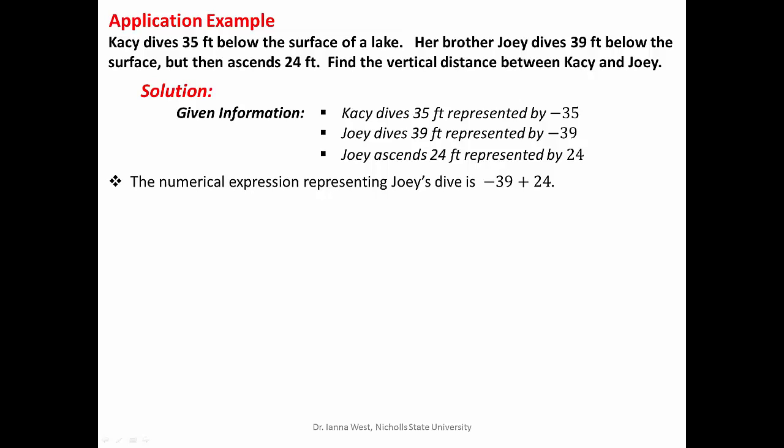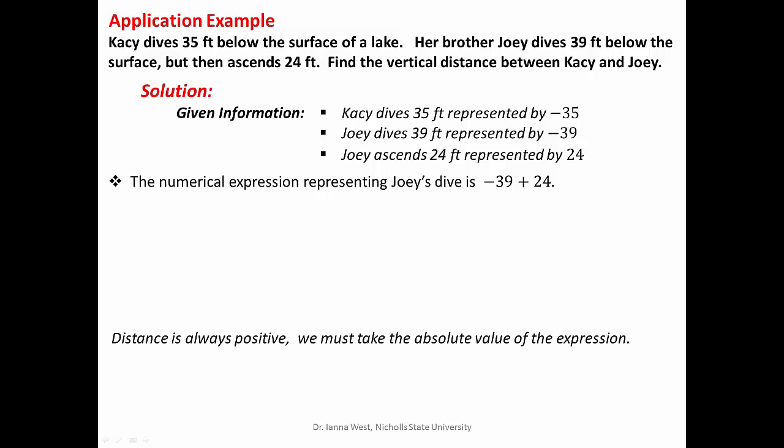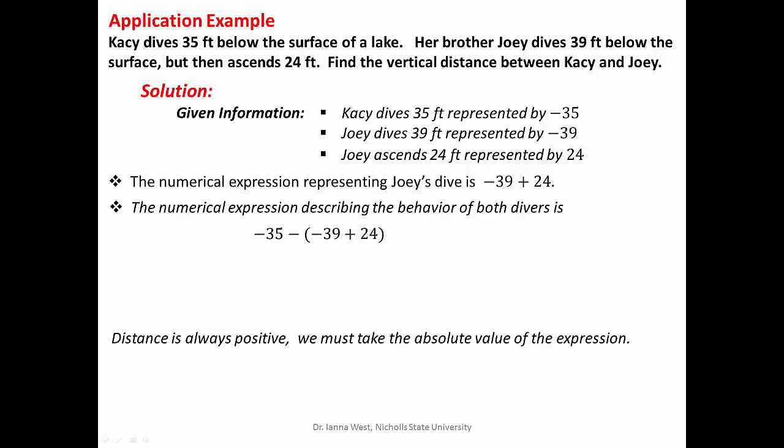In order to find the vertical distance between Casey and Joey, we must subtract the number of feet representing both of their dives. Distance is always positive, so we must take the absolute value of the expression. So the numerical expression describing the behavior of the two divers is negative 35 minus negative 39 plus 24, but we are taking the absolute value of that since we were asked to give a vertical distance.